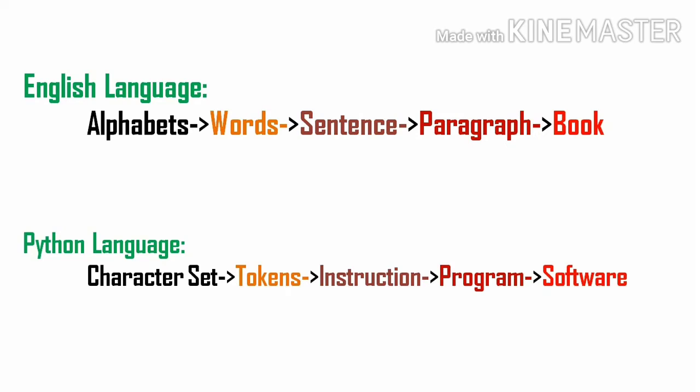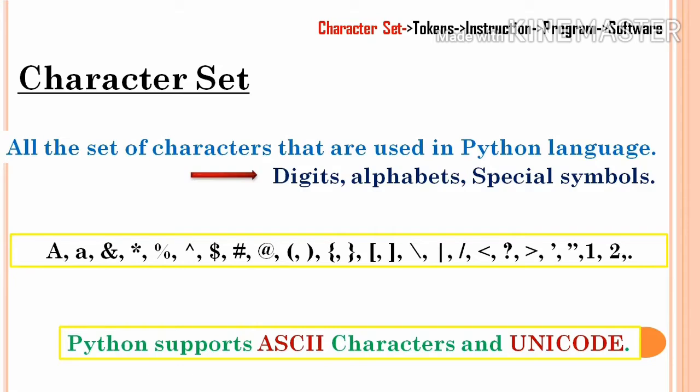I think you will know about these things, or you can understand it properly. Now we discuss the character set. All the sets of characters that are used in the Python language are digits, alphabets, and special symbols. So Python supports ASCII characters and Unicode values in a character set. Clear? This includes alphabets like capital letters, small letters, symbols, etc. Later we will discuss it one by one.